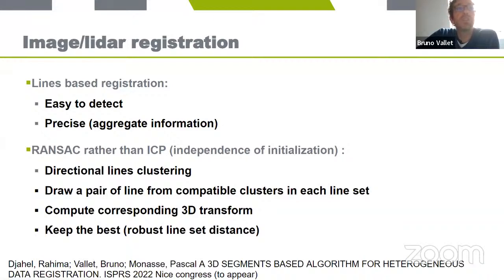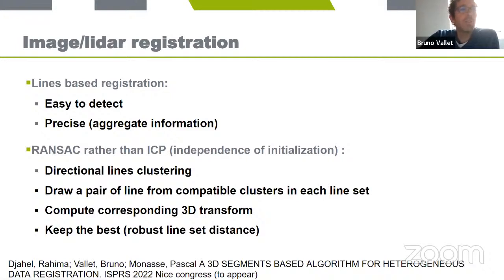They're easy to reconstruct from image, and they are precise as they aggregate information. If you're just taking a single LiDAR point, you have something that is less precise than if you detect a line that aggregates information from possibly lots of points. We propose a method based on RANSAC rather than ICP, because RANSAC is independent of initialization, and we want it to be independent of initialization in case the images had no georeferencing attached to them, because we also wanted the algorithm to work indoors.